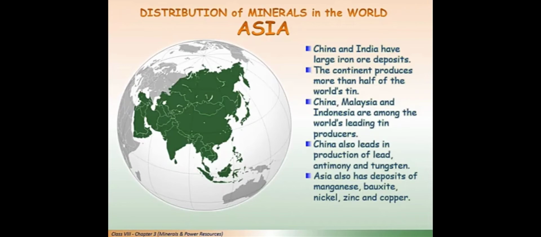Distribution of minerals. In Asia, first we will go one by one through the continents. China and India are large producers of iron ore deposit. Iron ore deposit is more in China and in India.